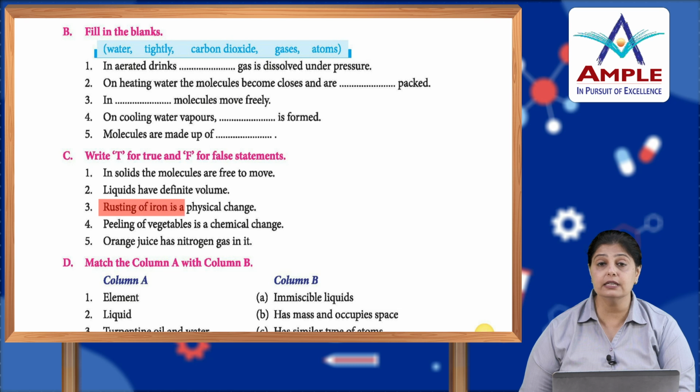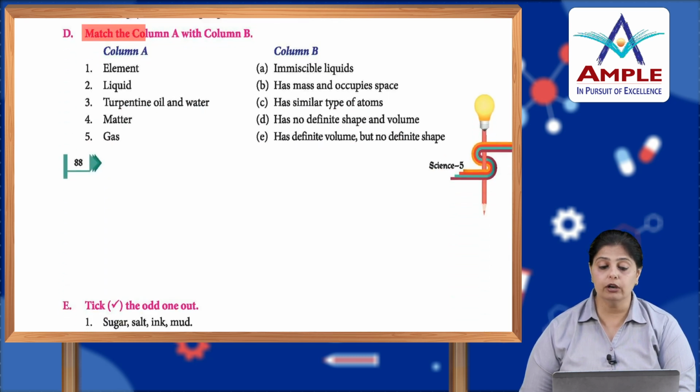Rusting of iron is a physical change. No, it is a chemical change. Peeling of vegetables is a chemical change. No, it's a physical change. Orange juice has nitrogen gas in it. Absolutely true. Now, match the column. Element. What is an element? It is similar type of atoms.